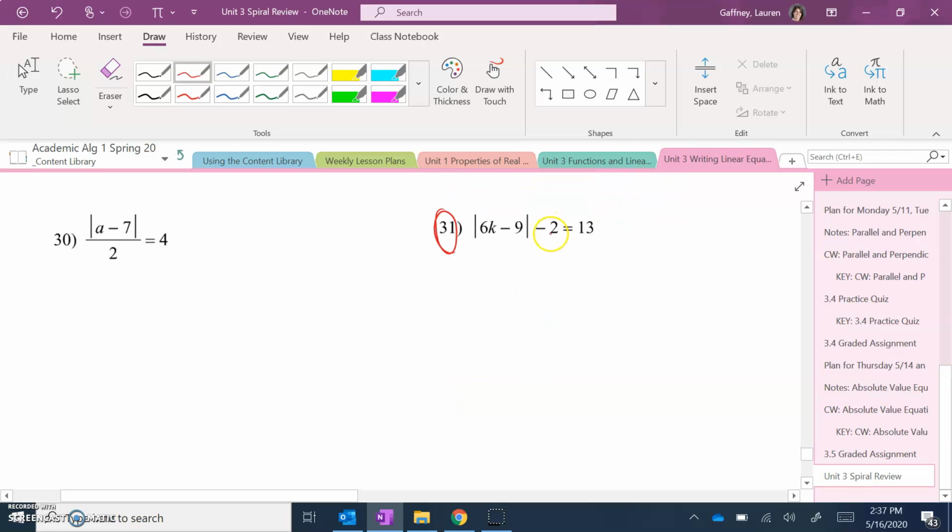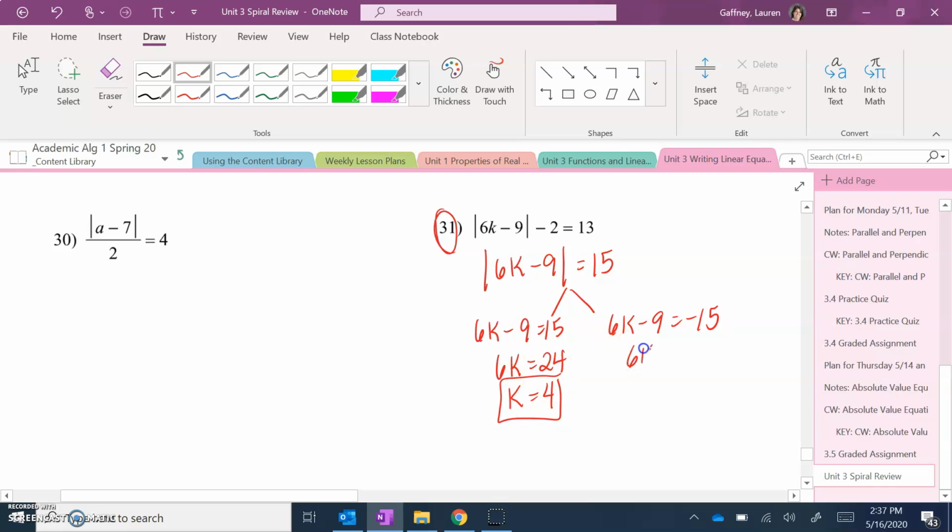So here, once again, absolute value bars are not by themselves, so you have to add the 2 first. Okay, so I have 15. Now we're ready to branch. So set it equal to 15 and negative 15. Add the 9, divide by 6. Add the 9, divide by 6. Okay?